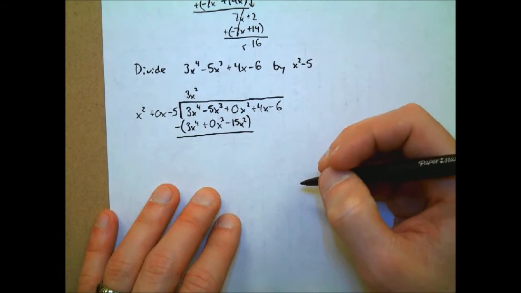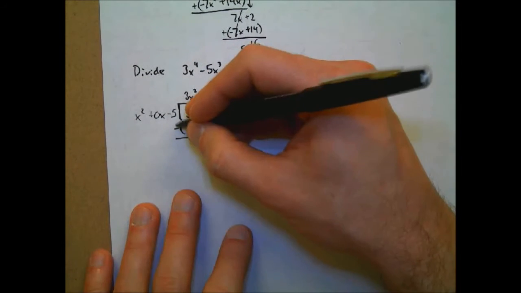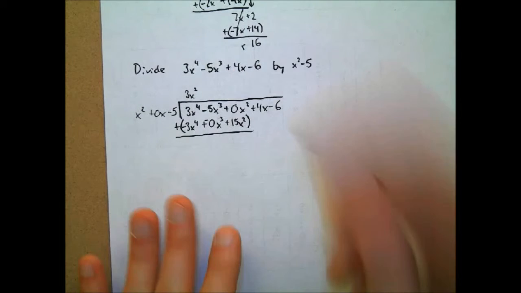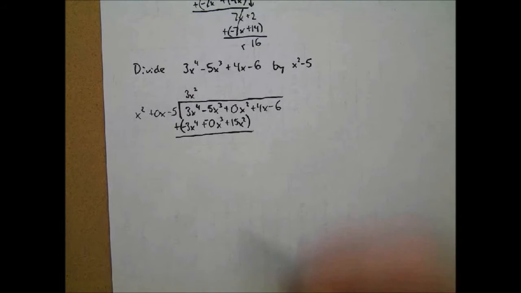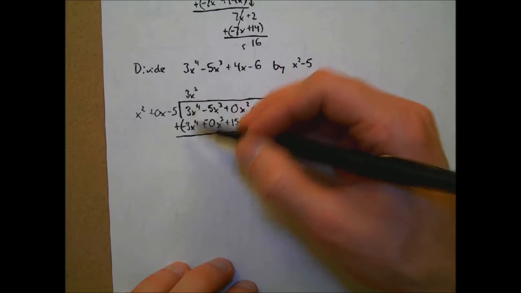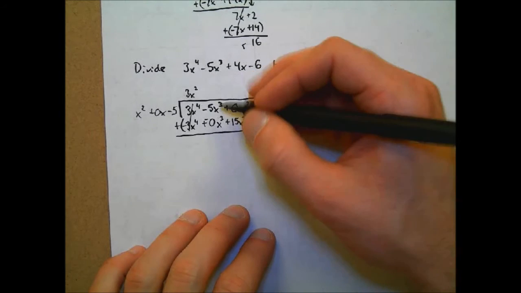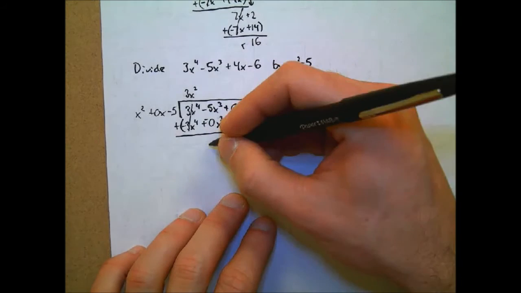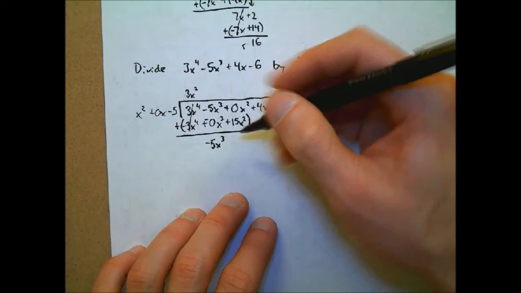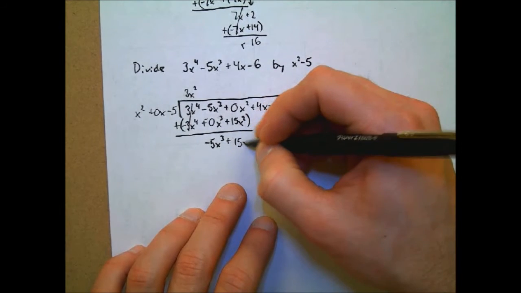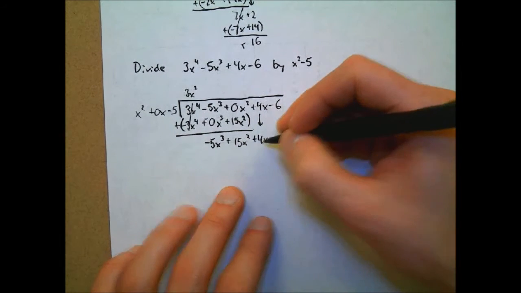But I don't like subtracting when I'm dealing with a polynomial, so I'm going to change to add the opposites. What happened to our 3x to the fourth terms? They cancel. The lead term should always cancel when you're doing this long division. Negative 5 plus 0 is just negative 5x to the third, and then 0 plus 15 is 15x squared. And then bring down your 4x.